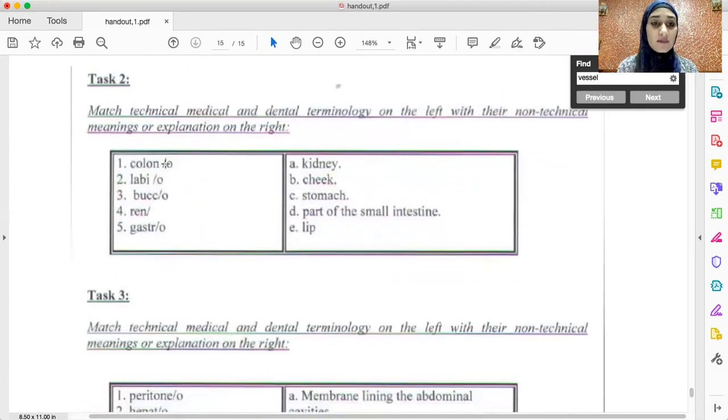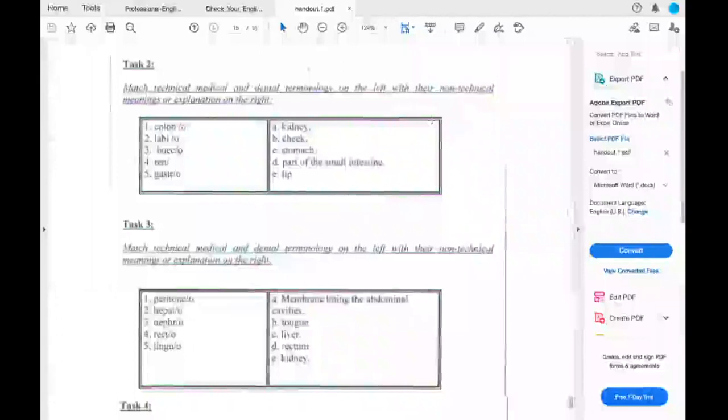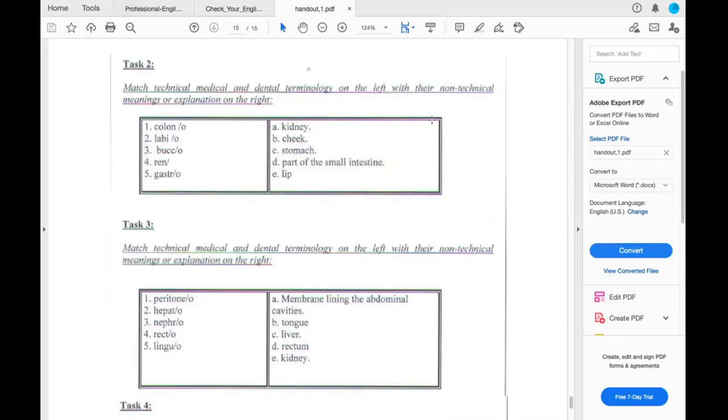All right, number 2, we have colo, means part of the small intestine. We have labi, means lip. We have bucc, means cheek. We have ren, means kidney. And we have gastro, means stomach. Task 2, page 15, the last page. Number 1, colon pertains to part of the small intestine. Number 2, labi or labio, refers to number E, lip.